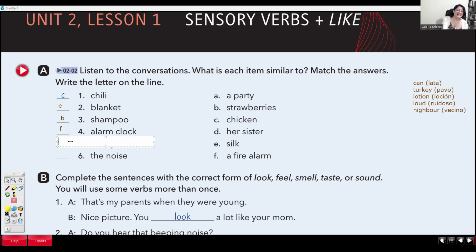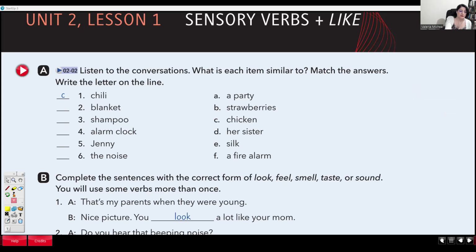All right. Jenny looks like her sister. Looks like her sister. Yeah. And finally, the noise. The noise is a party. Yes. So sounds like a party. Sounds like a party. All right. Perfect. So we've made it up to this point.